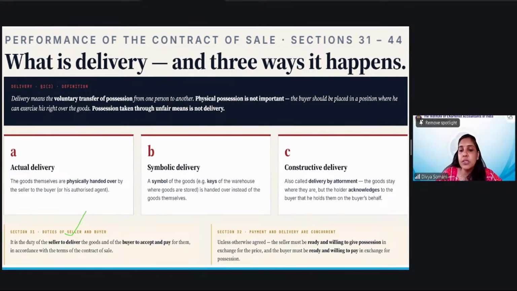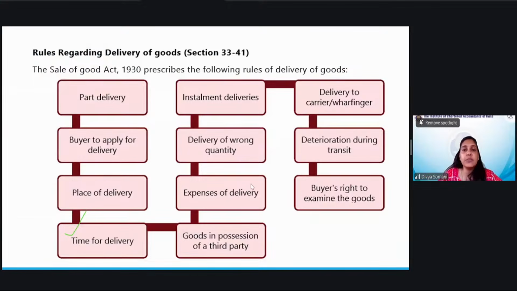or he must deliver the goods in exchange for the price, and the buyer must be ready and willing to pay in exchange for the possession. So that is the consideration which is decided for each other. This means that free consent has to be there. Both should be ready and willing to do their part of duties. So this is contained in section 31 and 32. Nothing much to be discussed here, but there are several points which are to be discussed from this slide onwards. Rules regarding delivery of goods, section 33 to 41.